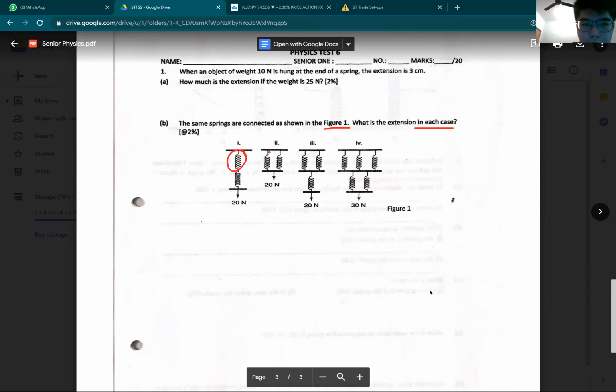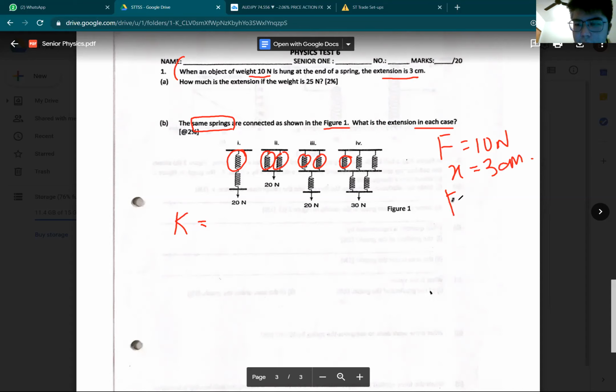Okay, 这边全部是用作同样的 spring 哦，所以我算 K 是这样算。Okay, so the same spring, so 这个第一题的 A 跟 B 是连接的，所以你看回第一题的 question，这边是讲 when an object of weight 10 N is hung at the end of a spring, the extension is 3 cm. So meaning that when the force is 10, the extension x is 3 cm, right? So from F equals kx, then you calculate what is your K. So F to x, 10 divided by 3 cm.